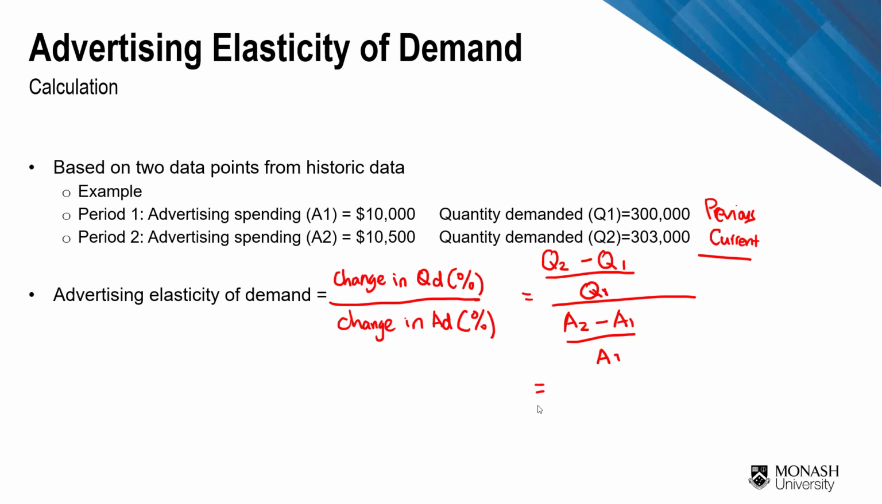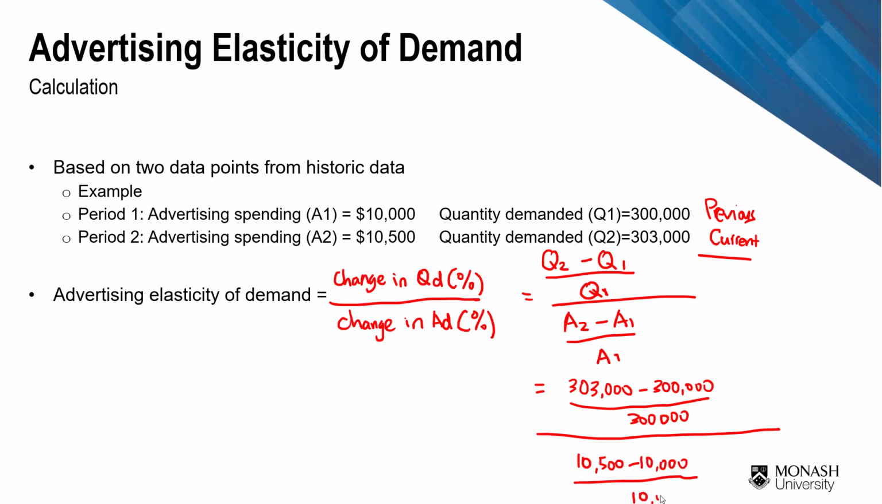So we just replace these with all the numbers. Here it is 303,000 minus 300,000 divided by 300,000, all over A2, which is 10,500, minus 10,000, divided by A1, which is 10,000. You can use your calculator to evaluate this, but I have done that before, and the answer will be 0.2. Try to calculate this in your calculator, because I think a lot of people are still struggling with how to put this into a calculator. If you have any questions, feel free to ask me.